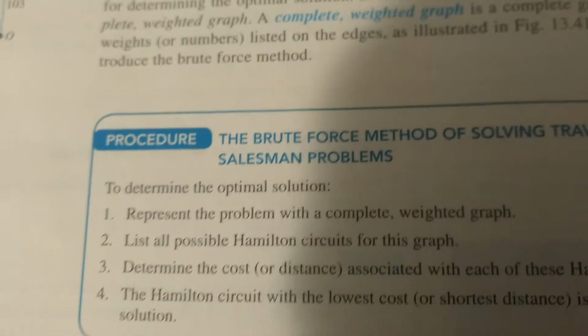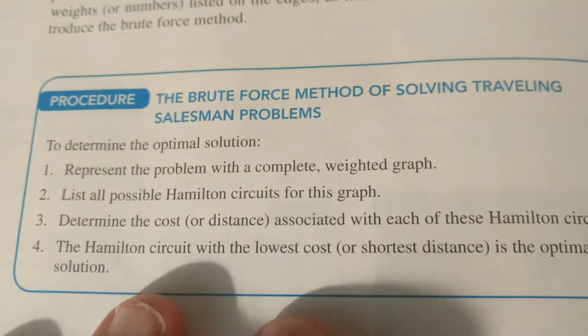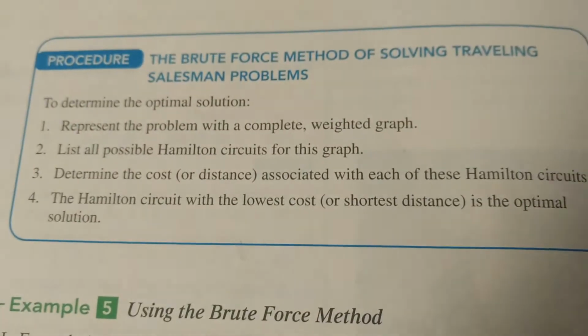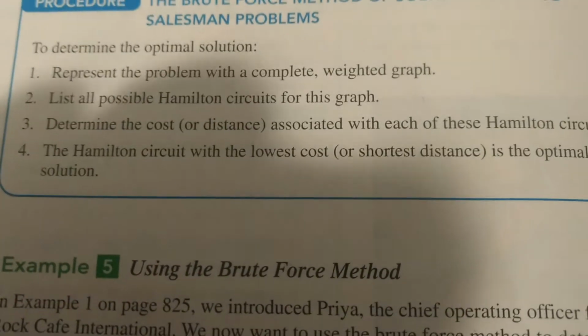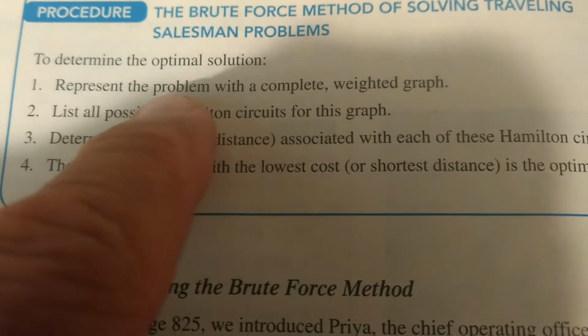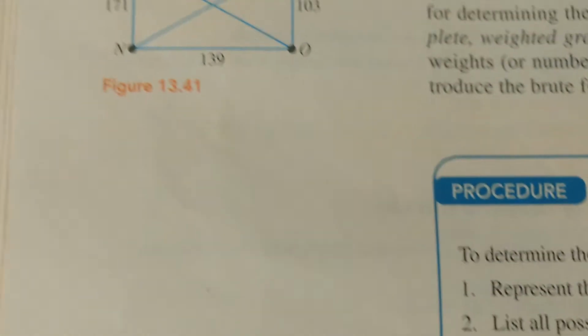So the first method here is the brute force method, okay? And this is for a traveling salesman problem. Again, this is the type of problem where we're trying to find an optimal solution. It says to determine the optimal solution, represent the problem with a complete weighted graph, which we have right here.